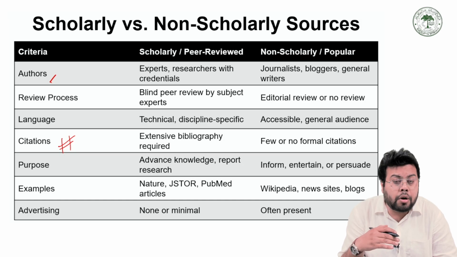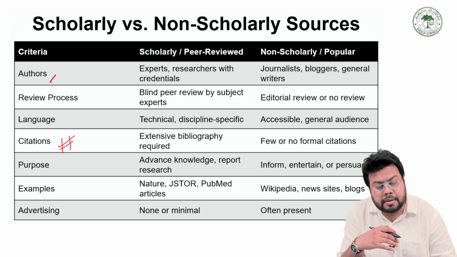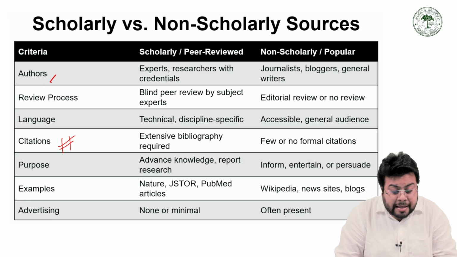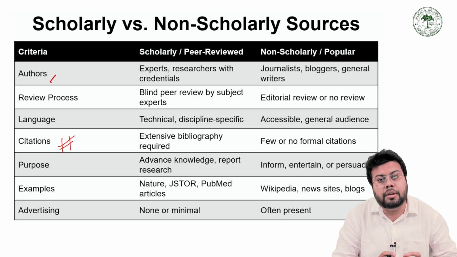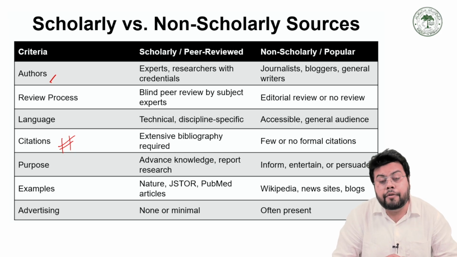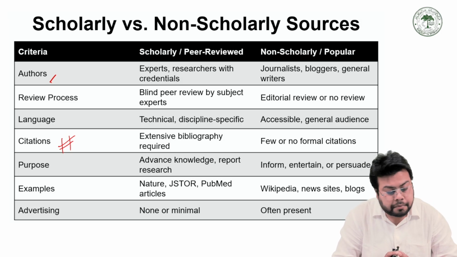But resources that are non-scholarly or popular in nature have very few formal citations. Another criterion is the purpose. That is very important because it gives a context to the writer and the audience also. The purpose of scholarly sources is to advance knowledge or report research. But non-scholarly sources are generally used to inform people, sometimes to entertain people, and sometimes to persuade people.